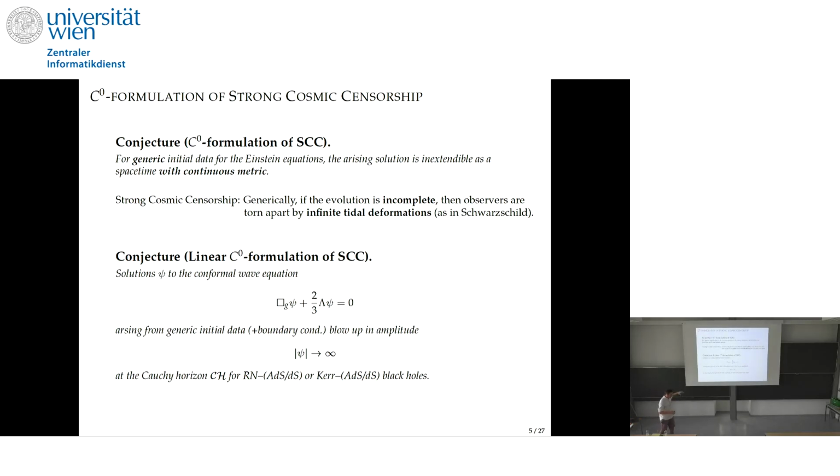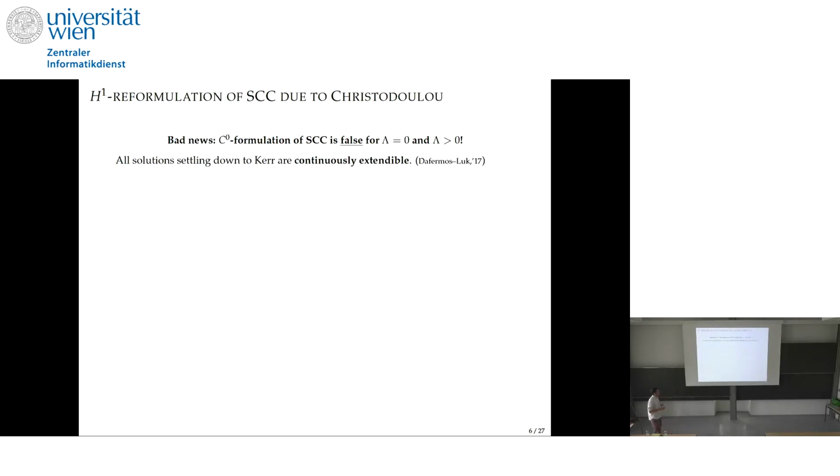So answering this conjecture would only say that this is not the nonlinear equation, these are the scalar linear analog, and also in the neighborhood of the Kerr-AdS solution. Of course, if you want to give an answer to this question, you would have to understand this in the full moduli space. Okay, so that's the C0 formulation and the linear version thereof.